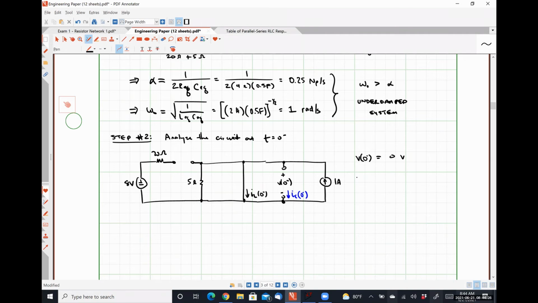What about my inductor current? What is that going to be? 1 amp, for the reason you previously stated, right? All of the current's going to flow through the short circuit. Lastly, I have my capacitor current. What is that going to be? 0 amps, because no current can flow through an open circuit.